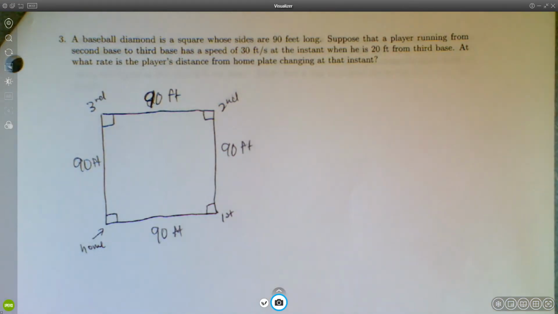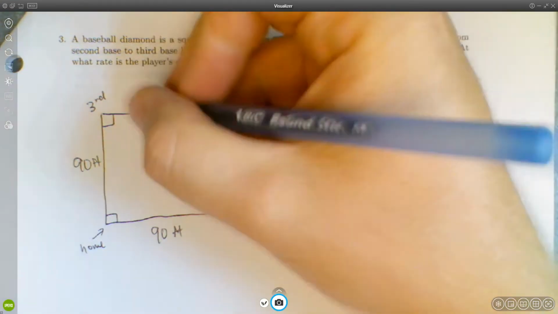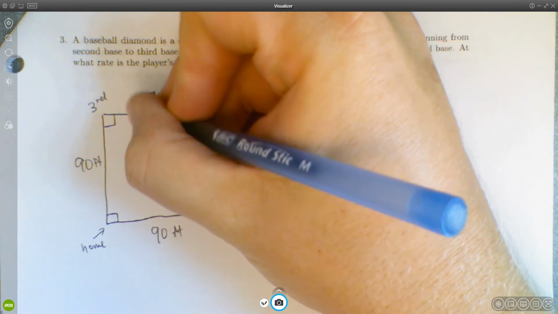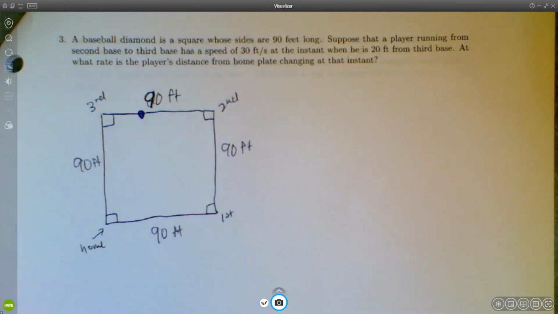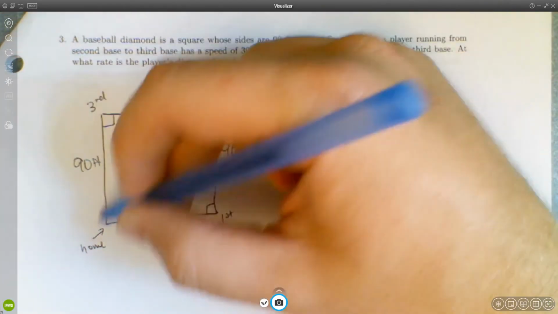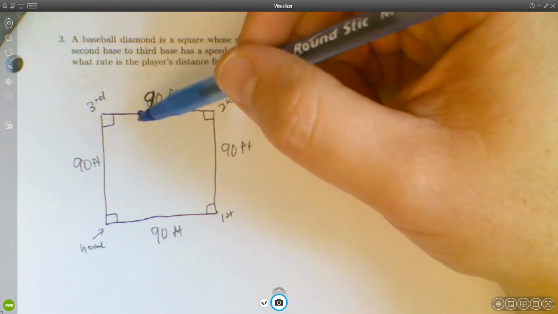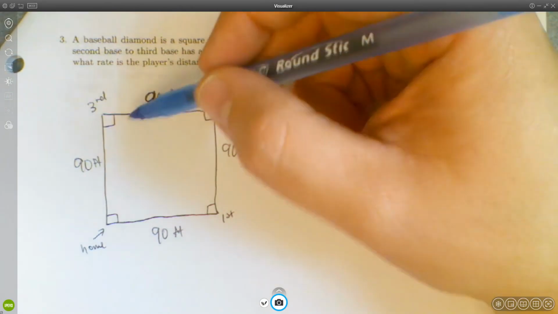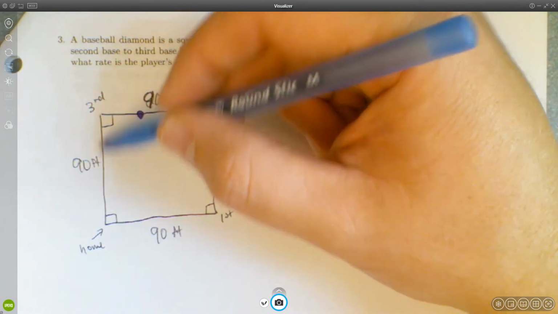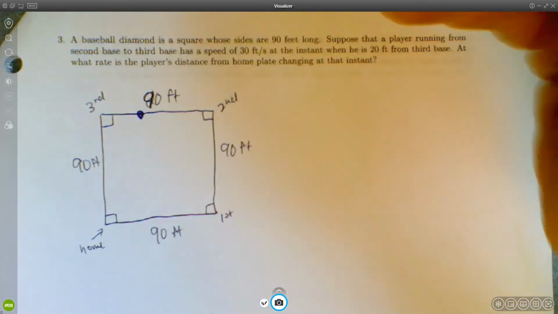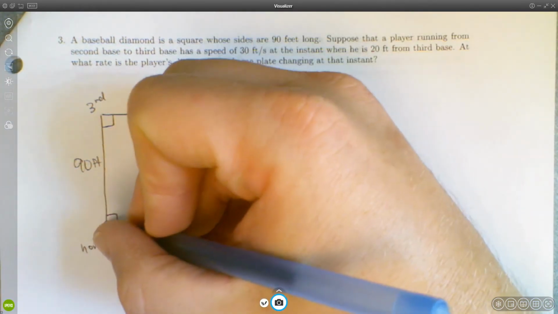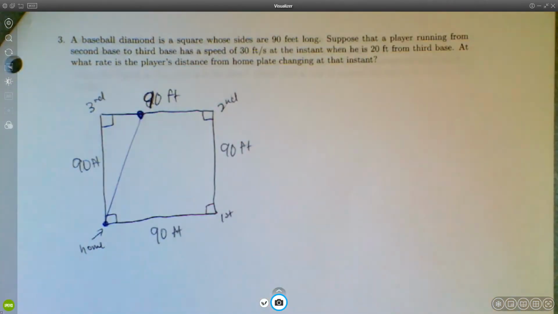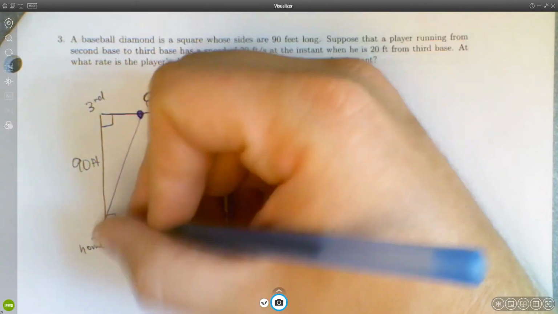So here's what I'm going to do. So let's say that the player is right here. We're looking for the distance that the player is from home. We're not necessarily interested in the distance he's going to travel, because of course they would have to go to third base before going home, right? They would go around this way. But we're just asking about the direct distance from home to where he is, right? So that would be that point right there, or that distance right there.